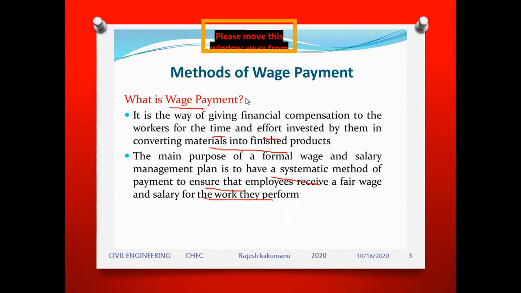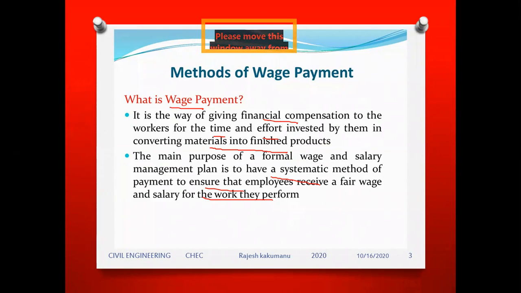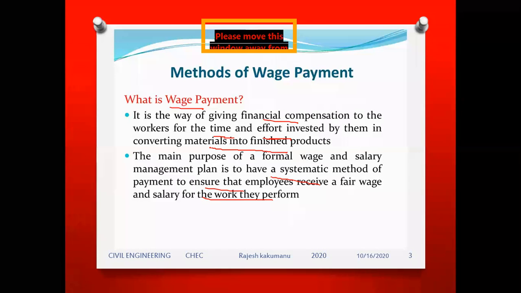The wage payment means it is a way of giving financial compensation to the workers, for the time and effort invested by them in converting raw materials to finished products. So that is the meaning of wage payment.